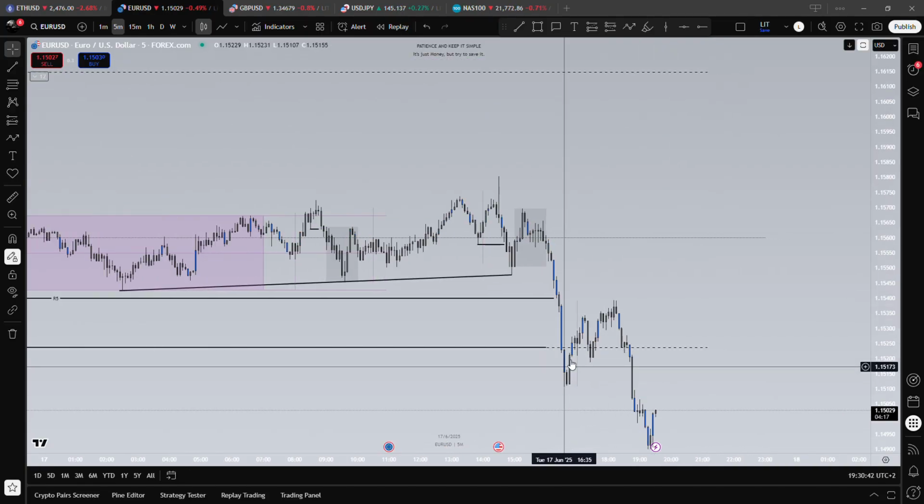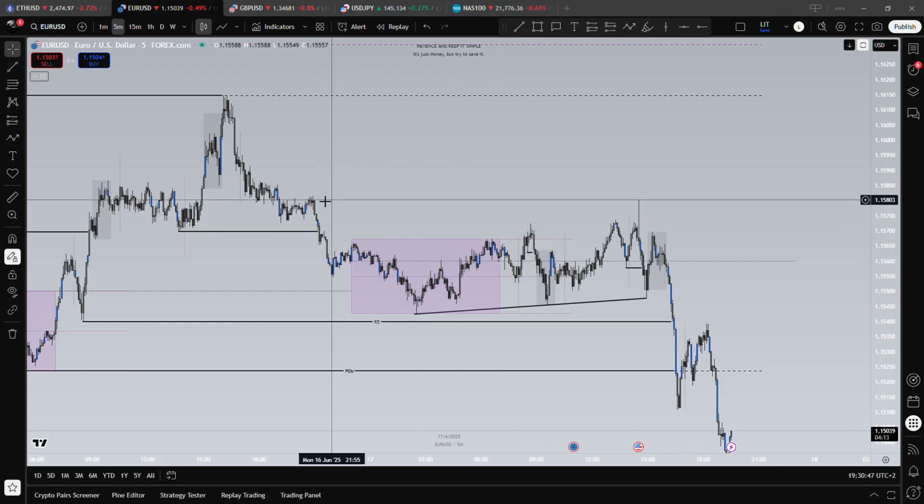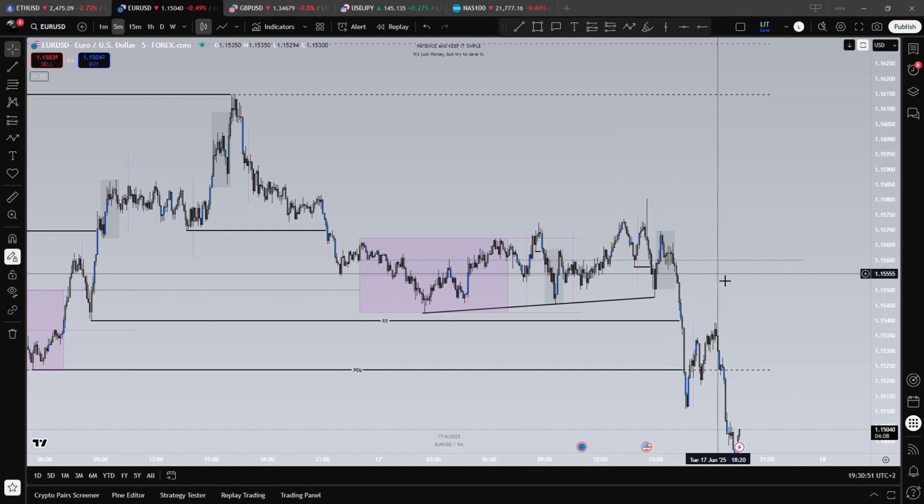Okay, so I didn't trade anything here today. Pretty difficult for me. I was just looking for this to be taken or this to be taken, so nothing at all.